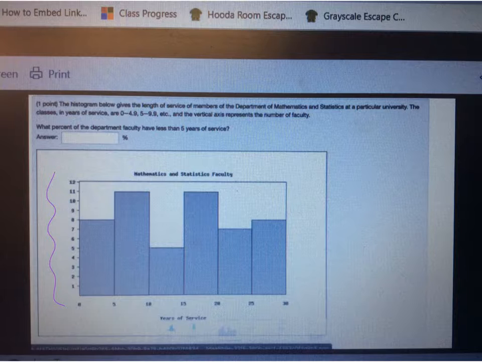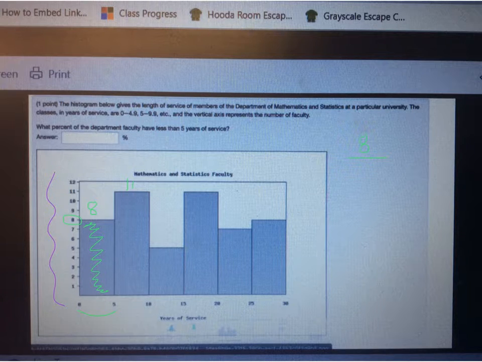So what they're saying is they're only asking us about this bar here, because that's the only bar that represents between 0 and 5 years of service, 0 to 4.9 to be exact. So we can see that there are 8 faculty in total there. And if we need to give that as a percent, it's 8 out of the total. And so you would have to go through and add up the total number of people if they didn't give you a total. So this one is 8.